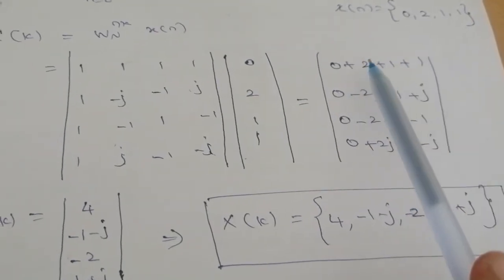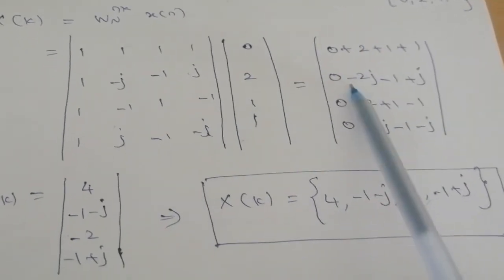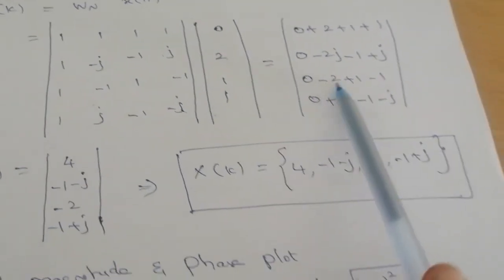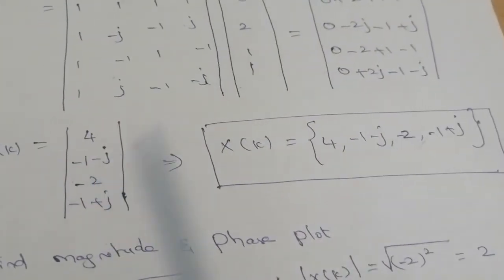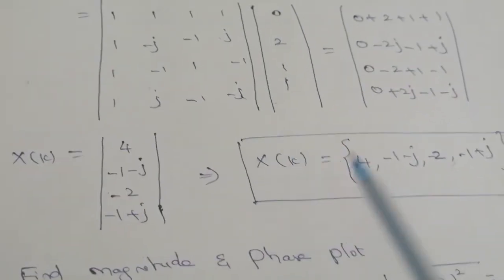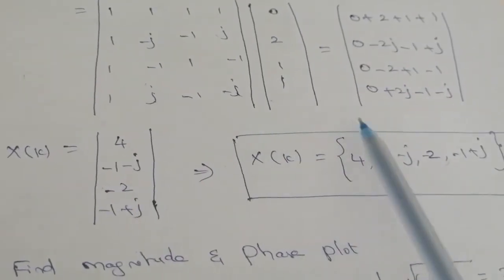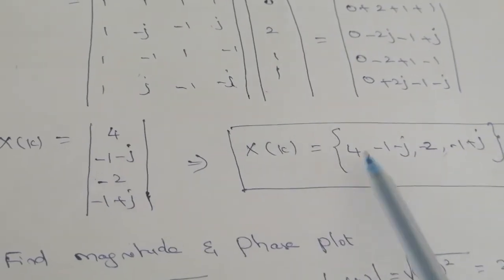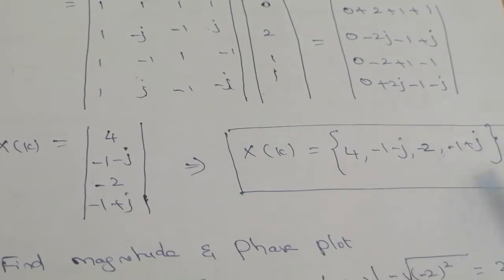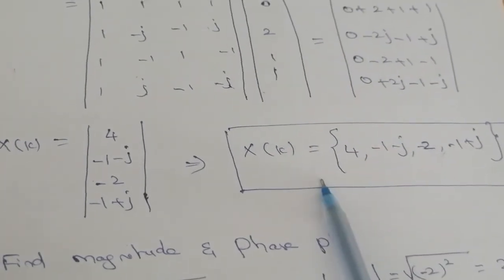So after simplification, that is 2, 1 plus 1, 4, minus 2j plus j, so minus j, so minus 1 minus j. Then minus 2 plus 1, minus 1 cancel, so minus 2. Minus 1 plus j. Okay, so finally you have to write X of k equal to, in the bracket, 4, minus 1 minus j, minus 2, minus 1 plus j. So this is the DFT of the given input sequence, right?